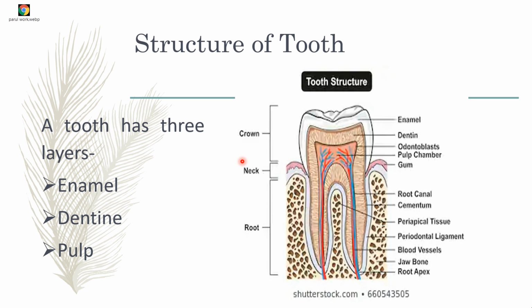Now the structure of tooth. A tooth has three layers. First one is enamel, second one is dentine, third one is pulp. Enamel is the outer white covering of the tooth. It is the hardest substance. It protects the tooth from damage or from getting hurt.